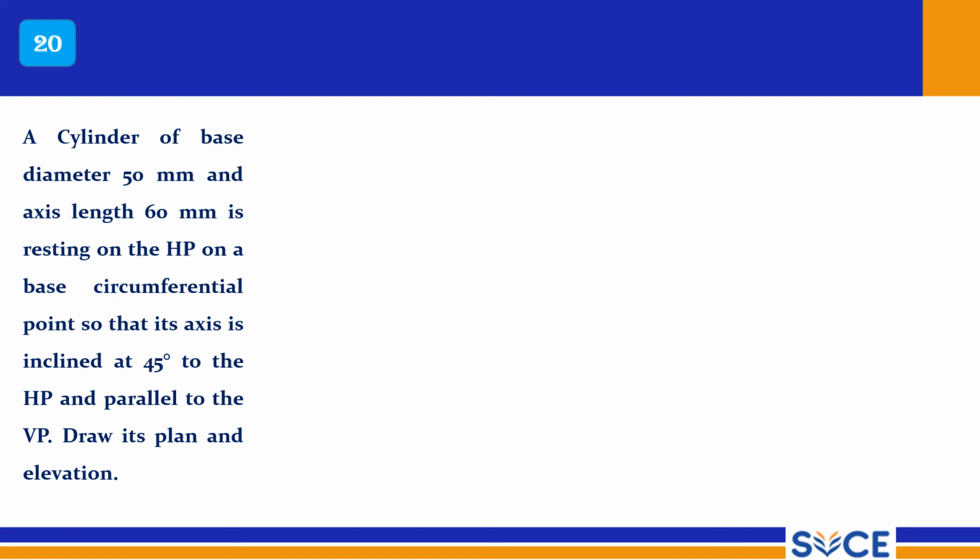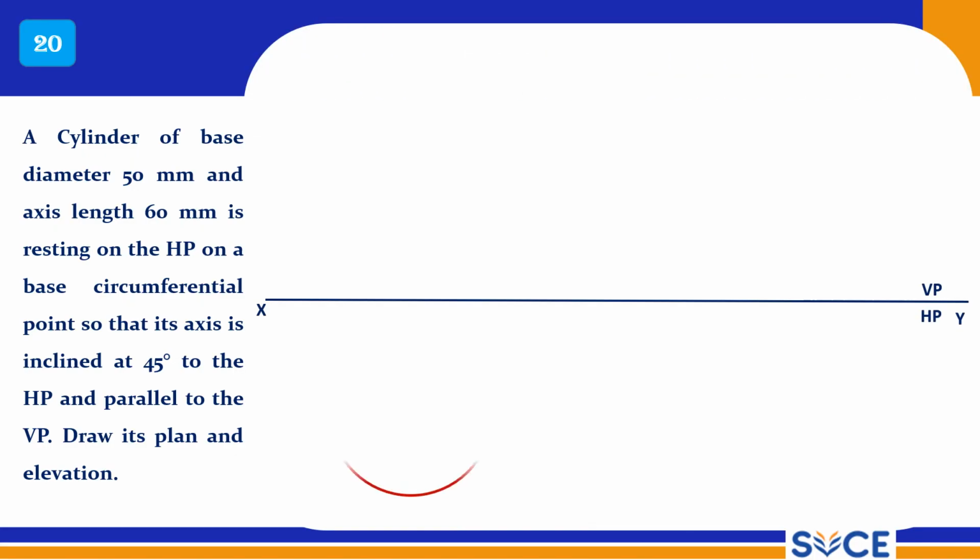So axis is inclined at 45 degrees to HP and parallel to VP. Here in the top view you can see the true shape, right? Simple top view you have to draw, and then simple front view. Simple front view is a rectangle in case of a cylinder. Now divide this into 12 equal parts. These are imaginary lines only, which should be drawn with a very thin line.